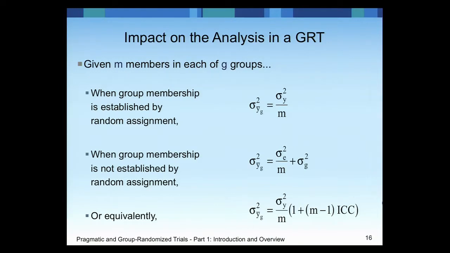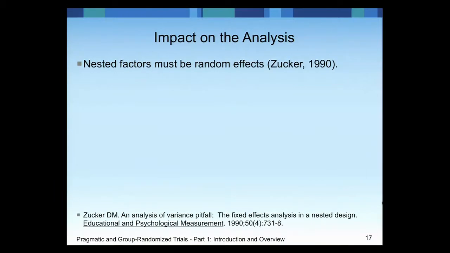If the ICC is a positive value, that parenthetical expression will be positive, and therefore the multiplier will be positive, and so the variance of the group mean will be larger than it would be if the groups had been established through random assignment. There are several implications from this for the analysis. The first is from a paper by David Zucker, published in 1990. If a factor is nested, it has to be modeled as a random effect in the analysis. So that's an important feature to remember.